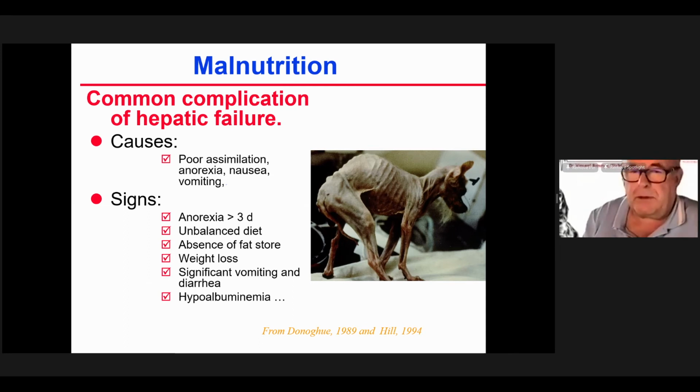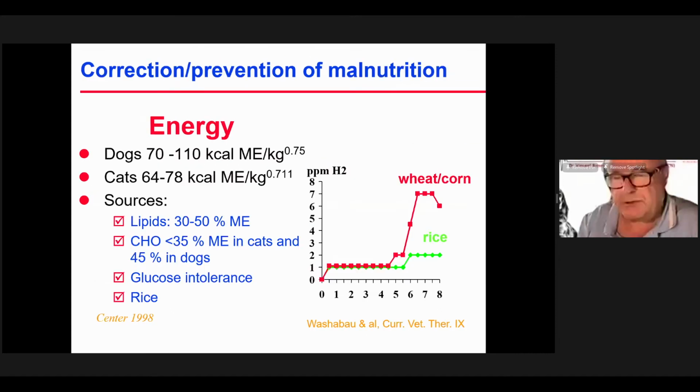When we consider correction and prevention of malnutrition, the first thing we have to look at is energy. If you don't provide enough energy, the animal will have to use its own reserves, which are first the fat, but then when the fat becomes limited, the animal is going to use protein. And there is no storage of protein in the body, so any protein in the body is essential. So the animal is going to use the protein that is less essential, but still essential.